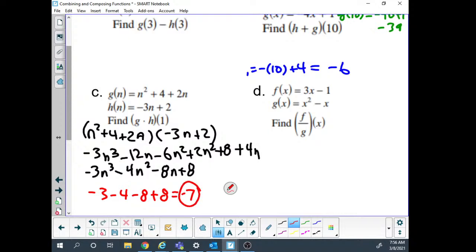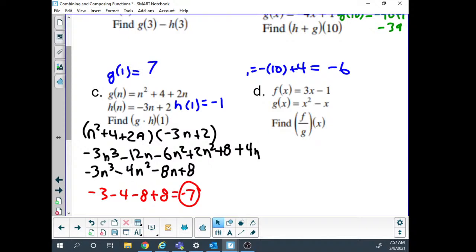Negative 7. Anybody else get negative 7? No. Okay. Did you do it Anderson's way? Plug in, find g of 1? Yep. It would be 1 plus 4 plus 2, which is 7. And then you found h of 1, which would be negative 3 times 1 plus 2, which would be negative 1. 7 times negative 1. Yep, that's what I did. I don't know if one of those is easier than the other. I appreciate the different methods.